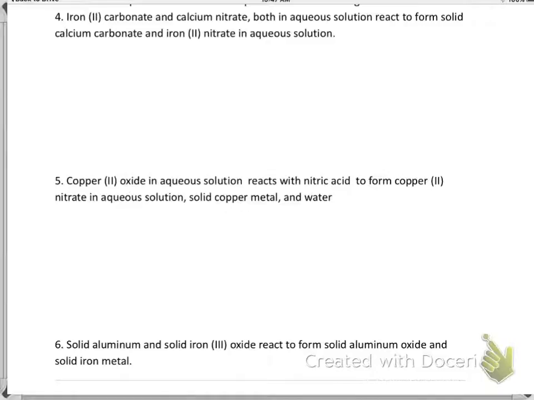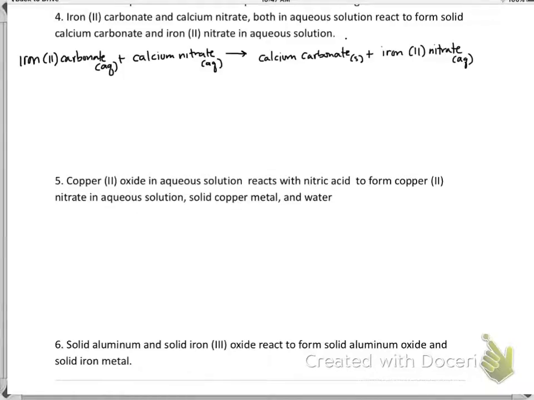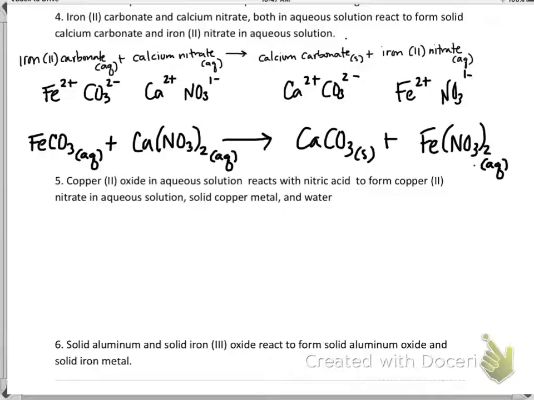So we're not even balancing yet, just a word equation and a formula equation. Alright, for our word equation, for number 4, we have iron 2 carbonate in aqueous solution plus calcium nitrate in aqueous solution form calcium carbonate solid and iron 2 nitrate in aqueous solution. Okay, to write the formula equation, we're simply going to replace every name of a chemical with the formula for that chemical. For our formula equation, we have FeCO3 aqueous plus Ca(NO3)2 aqueous yields CaCO3 solid plus Fe(NO3)2 aqueous.